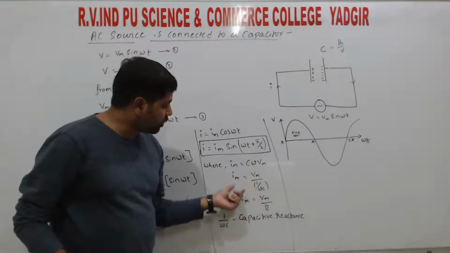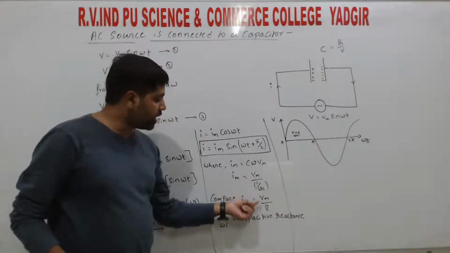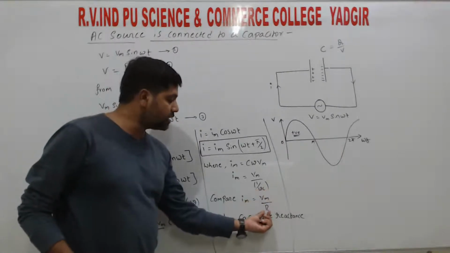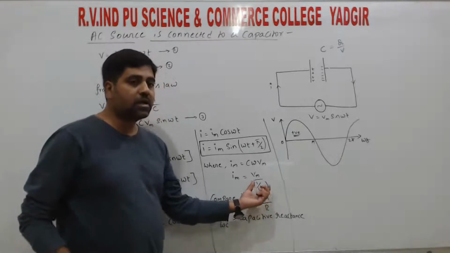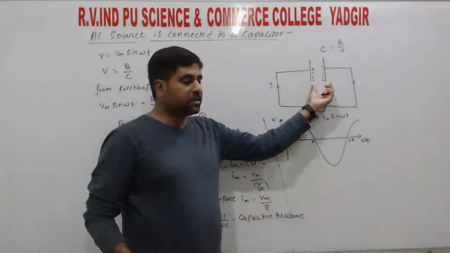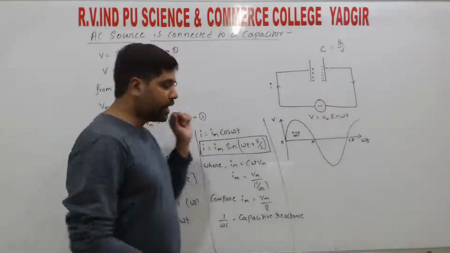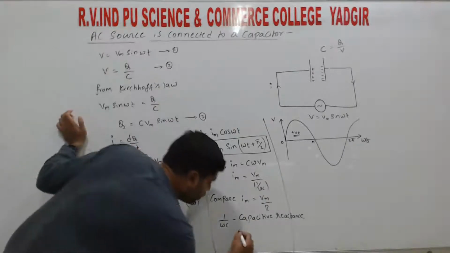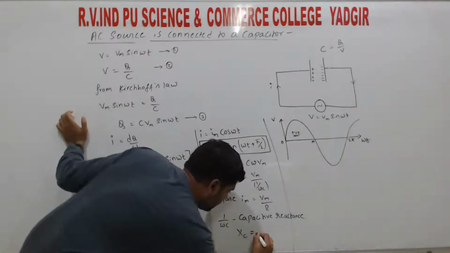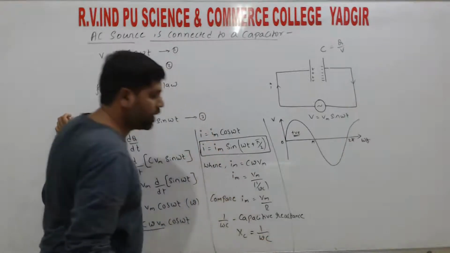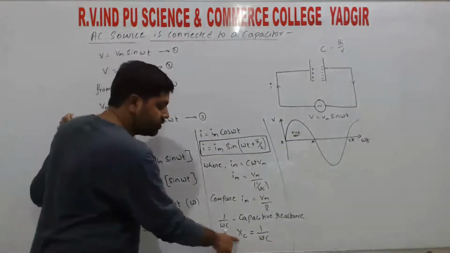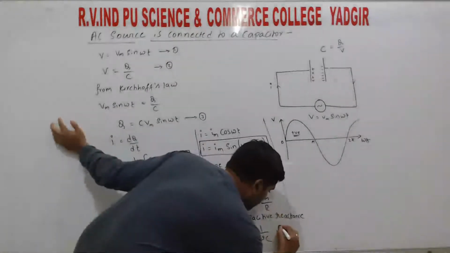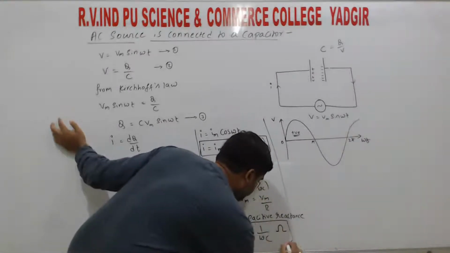If we compare these two equations, in place of Im we have Im, in place of Vm we have Vm, and in place of R we get the value 1 by omega C, where R is the resistance. That means 1 by omega C is the resistance which acts in this capacitor when the AC source is applied, right? This 1 by omega C we call the capacitive reactance, and it is denoted by Xc, that is equal to 1 by omega C. Its unit is the same as the resistance unit, so that unit is ohm.